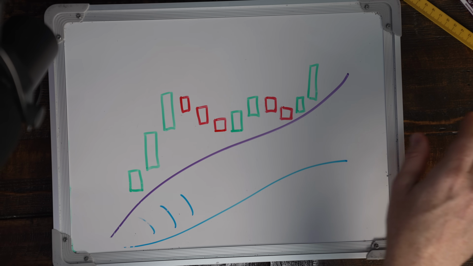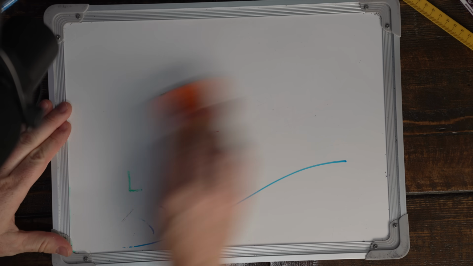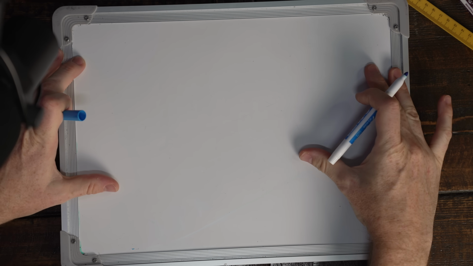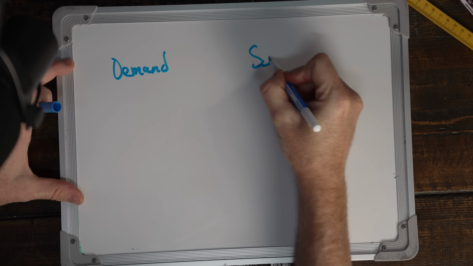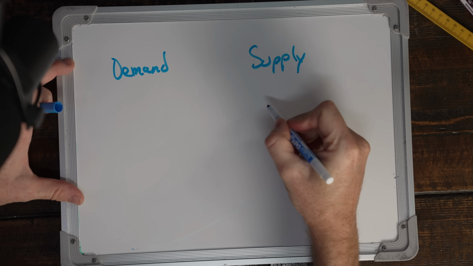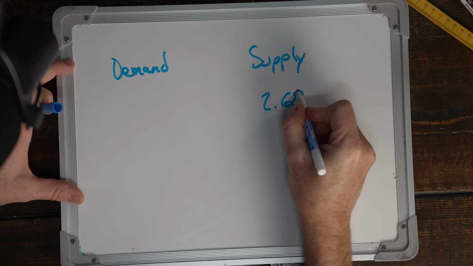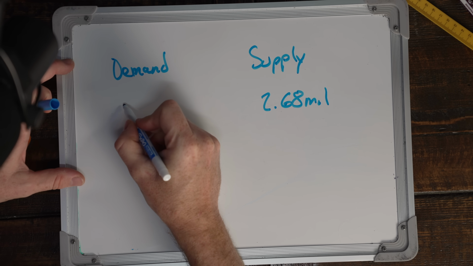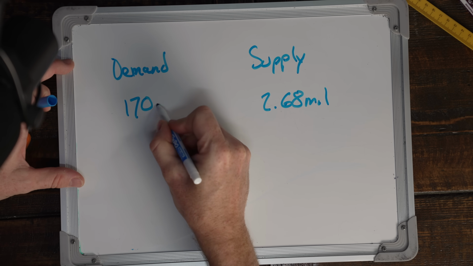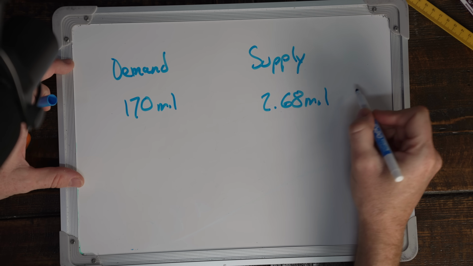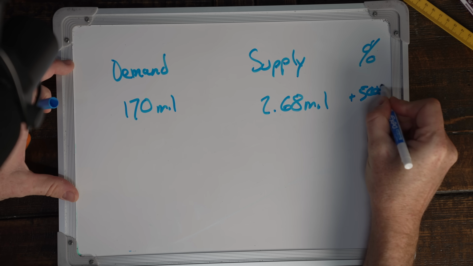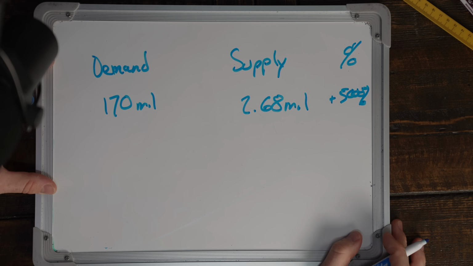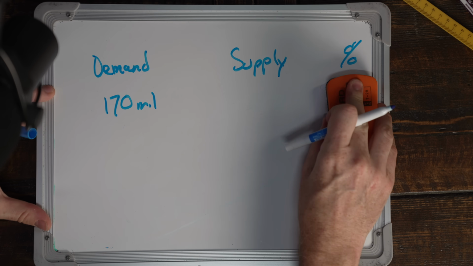So I want to do a little demonstration for you here. We'll just erase this for right now. So right now, we're going to compare the relationship here of demand and supply. On the supply side, in this example, we've got 2.68 million shares. And on the demand side, we've got 170 million shares of volume. And right now we've got our rate of change. And the rate of change is plus 5,000%. That's quite astonishing. So I'll just move this over so it's easier to read.